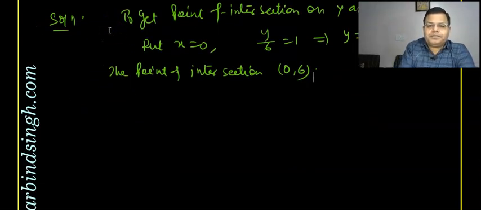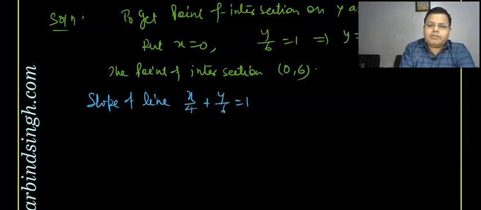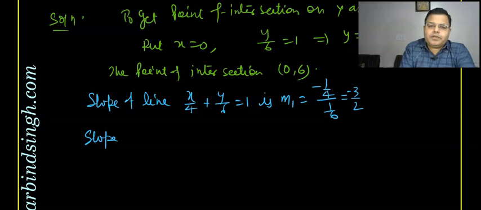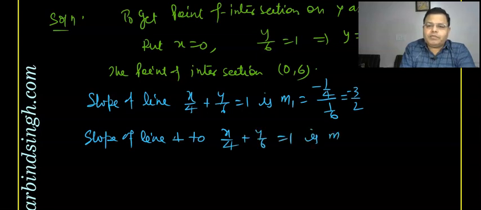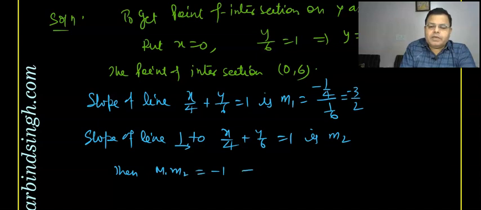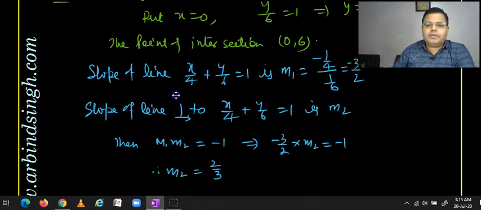The slope of the given line x by 4 plus y by 6 is equal to 1, call it m1, is minus coefficient of x upon coefficient of y, that is minus 3 by 2. Now the slope of the perpendicular line, call it m2: if two lines are perpendicular, then m1 times m2 must be equal to minus 1. This implies minus 3 by 2 into m2 is equal to minus 1, and therefore m2 is equal to 2 by 3.